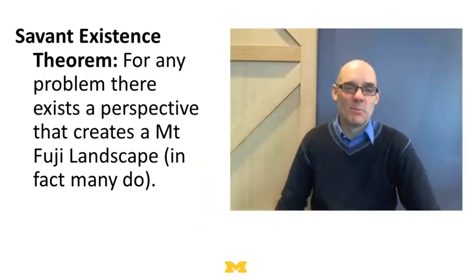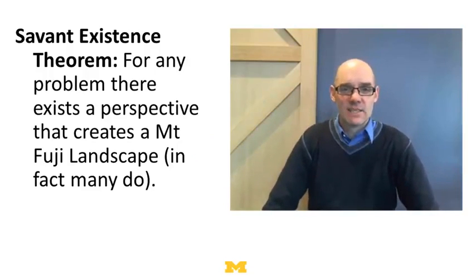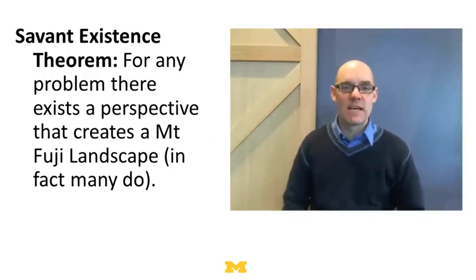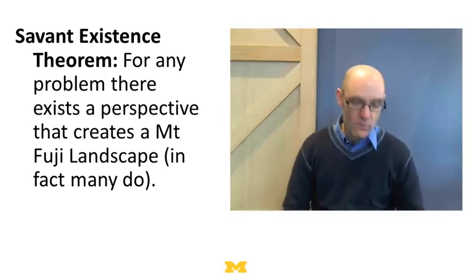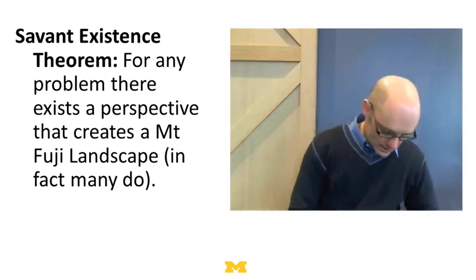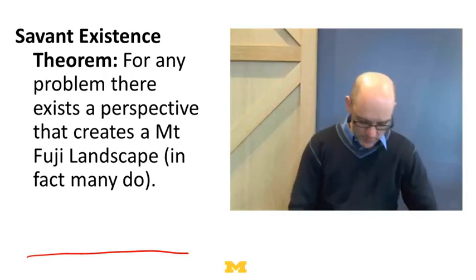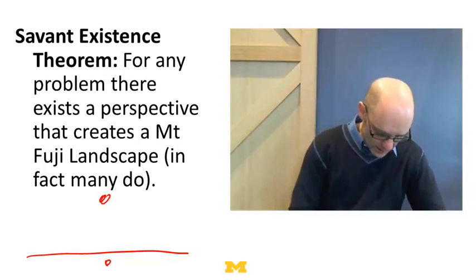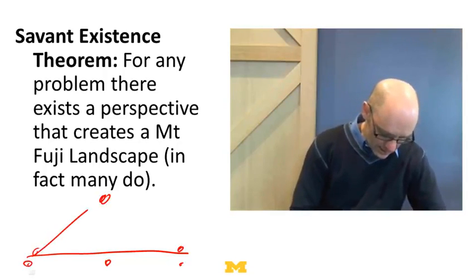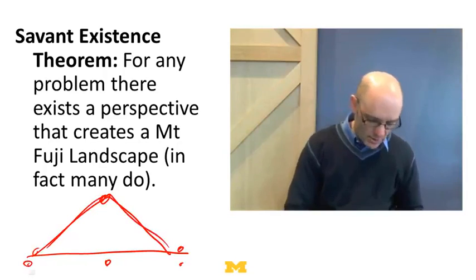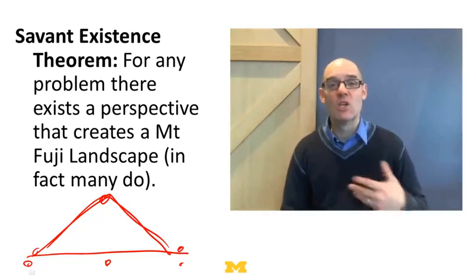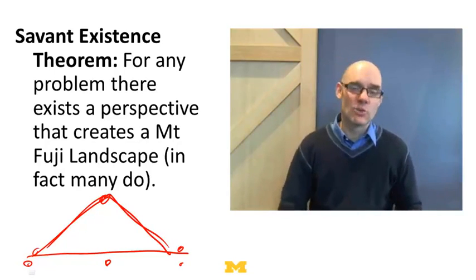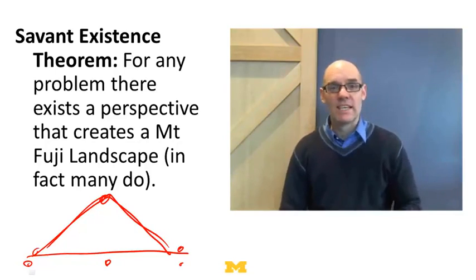That leads to something that I call in one of my books, The Difference, the savant existence theorem. For any problem that's out there, there exists some way to represent it so that you turn it into a Mount Fuji problem. Why is that? It's actually fairly straightforward. If you've got all the solutions represented, put the very best one in the middle, put the worst ones at the end, and line up the solutions in such a way that you turn it into a Mount Fuji. Now, in order to make the Mount Fuji, you'd have to know the solution already. This isn't a good way to solve problems. But the point is, it exists.